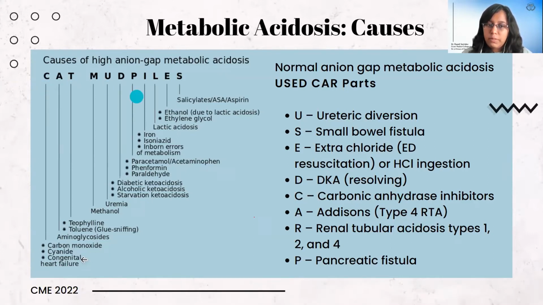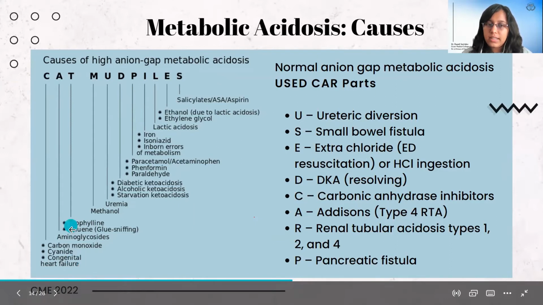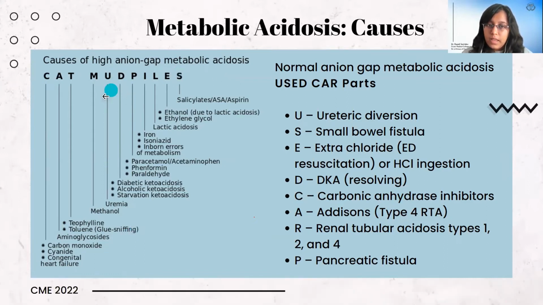So carbon monoxide poisoning, cyanide, congenital heart disease, aminoglycosides, theophylline, toluene, glue sniffing. Those who take drugs, who sniff glue, they are the ones who will come with metabolic acidosis, high anion gap. Then methanol poisoning, uremia. Your uremia happens when your kidneys have started failing, right? So in uremia, you will get high anion gap metabolic acidosis.